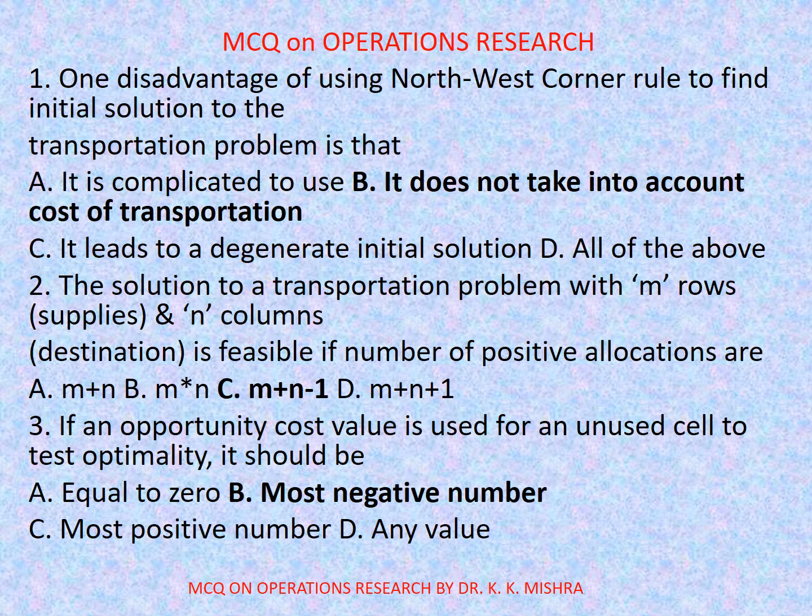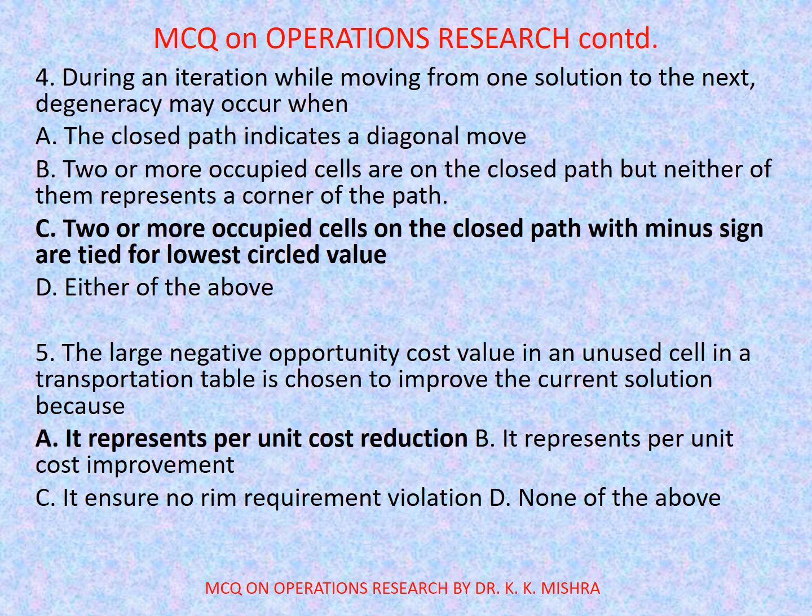Number 2. The solution to a transportation problem with m rows and n columns destination is feasible if the number of positive allocations is. Correct option is C, m plus n minus 1. Question number 3. If an opportunity cost value is used for an unused cell to test optimality, it should be. Options are A. Equal to 0, B. Most negative number, C. Most positive number, D. Any value. Correct option is B. Most negative.